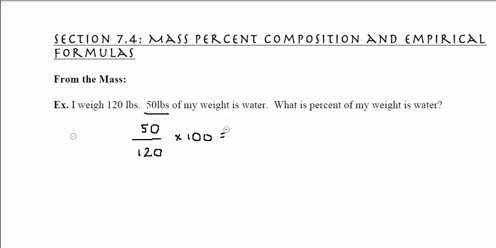So I plug it into my calculator, 50 divided by 120 times 100, and I get 41.6666667. I have one significant figure here, so instead of 41.67%, I'm going to round to the correct number of sig figs, and this would be just 40%. All right, so that's how you determine percent composition from mass. You take the mass of whatever you are concerned about, so 50 pounds because that's my weight in water, and divide it by the total mass, which is 120 pounds.